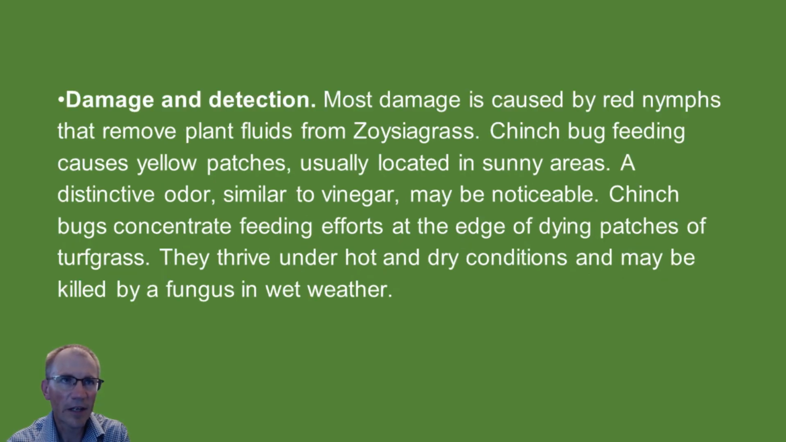Damage and detection. Most damage is caused by red nymphs that remove plant fluids from zoysia grass. Chinch bug feeding causes yellow patches, usually located in sunny areas. A distinctive odor similar to vinegar may be noticeable. Chinch bugs concentrate feeding efforts at the edge of dying patches of turf grass. They thrive under hot and dry conditions and may be killed by a fungus in wet weather.